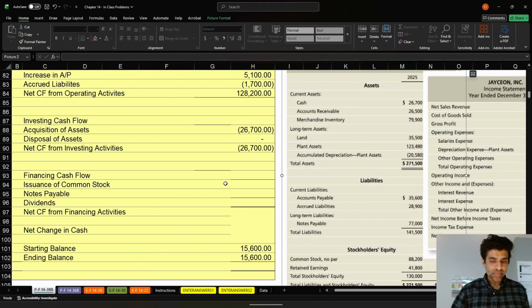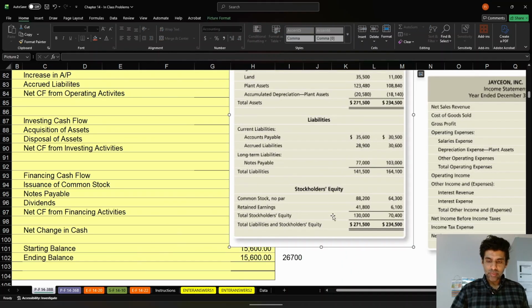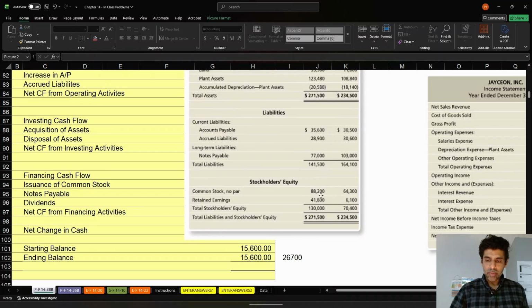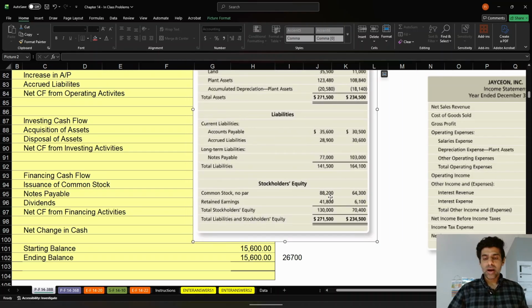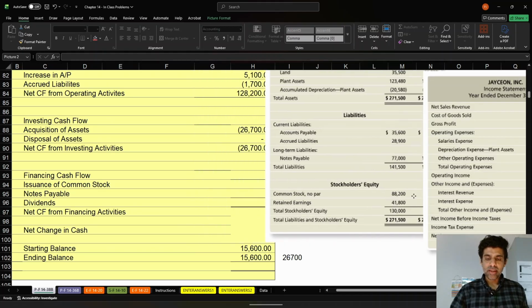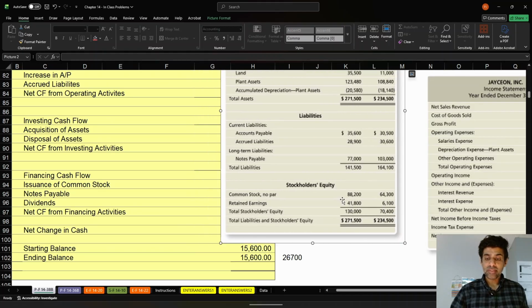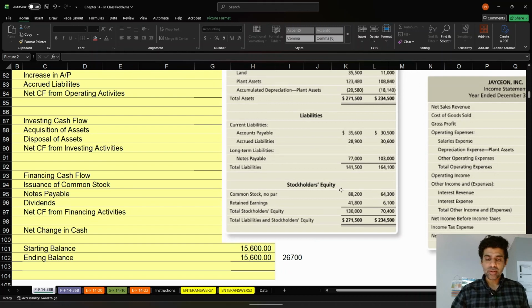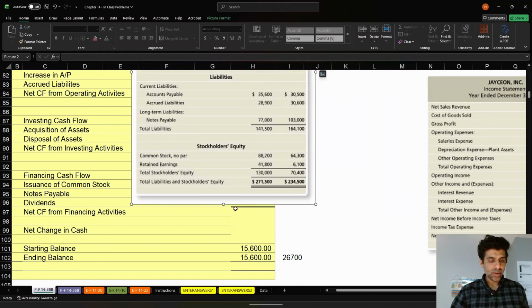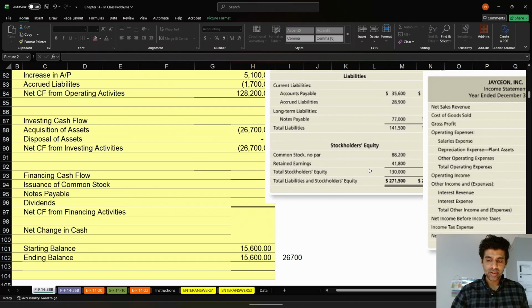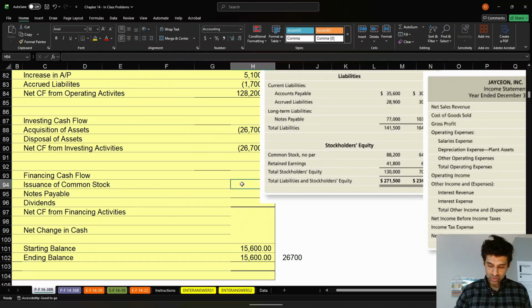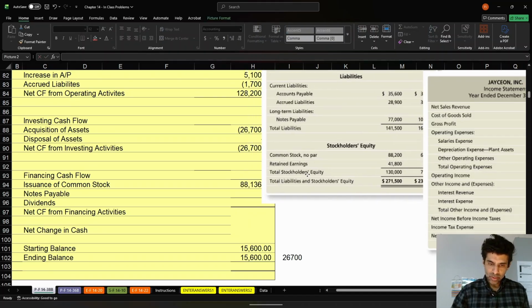So the issuance of common stock, we can just get from looking at our equity section. It told us that there's no treasury stock transactions, so we can just look at the beginning and ending balance. We see that there's an increase, so we can see that we've issued common stock, and we can just figure out the amount by just taking the difference. So this is equal to 88,200 minus 64,300.